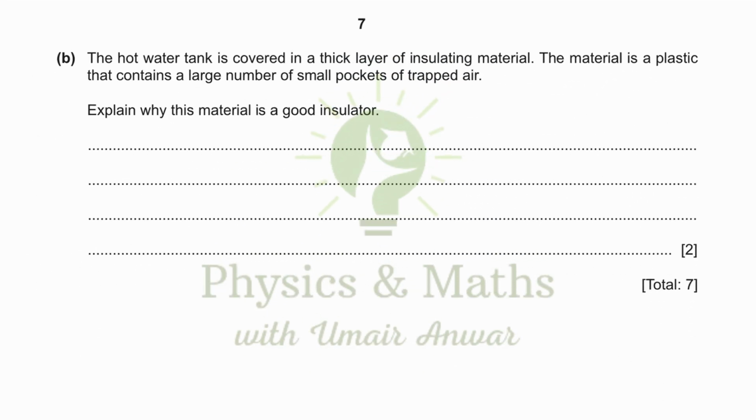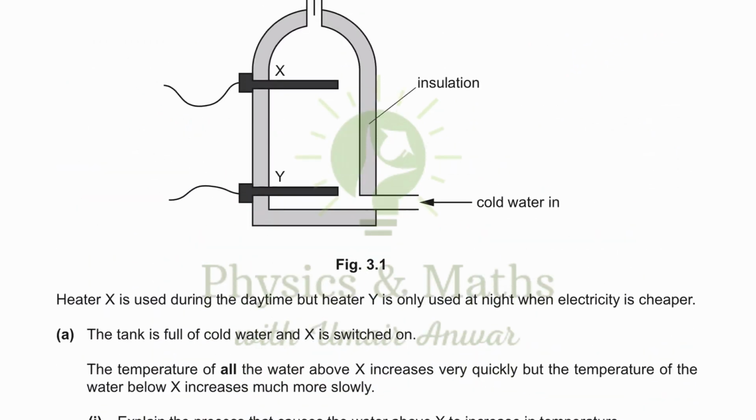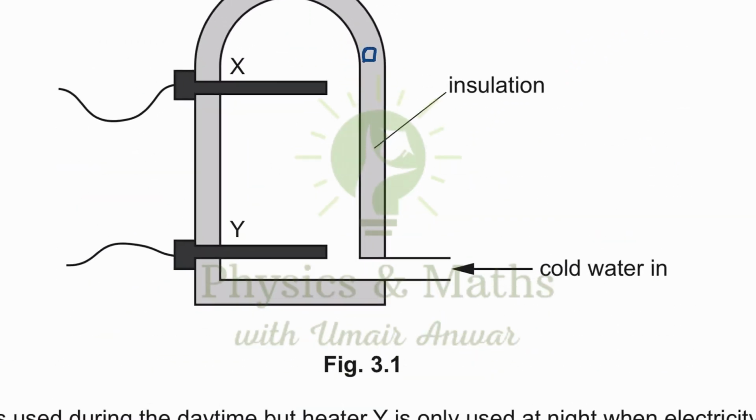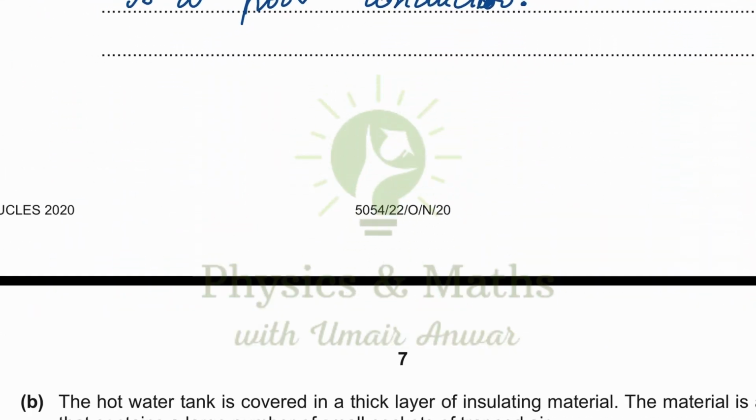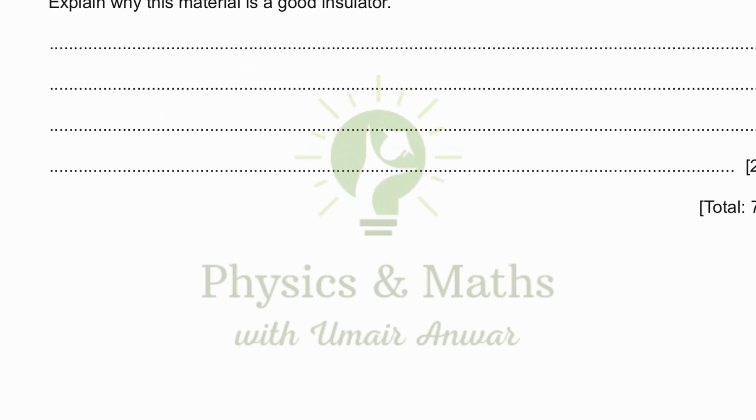The next part says the hot water tank is covered in a thick layer of insulating material. The material is a plastic that contains a large number of small pockets of trapped air. Explain why this material is a good insulator. Insulation is made in such a way that there are pockets which contain air in the insulating layer, and the presence of air makes it a better insulator because air is a very poor thermal conductor. So heat is relatively trapped better inside the heater.